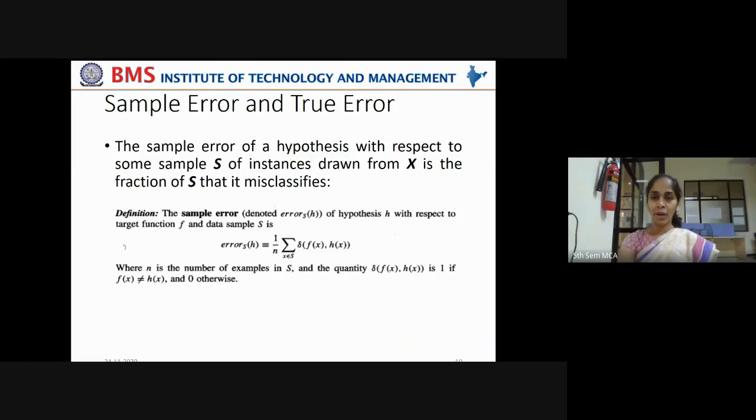Now, the sample error of a hypothesis with respect to some sample S of instances drawn from X. When I'm reading this, you should be able to understand, right? Some instances drawn from X, where X is the set of all training examples, say all students' data. Now from that, you're drawing only a sample. Sample means say some 30 or 40 students' data. That is called a sample. When you have 100 data points in the population, you pick only 30 data points from that.